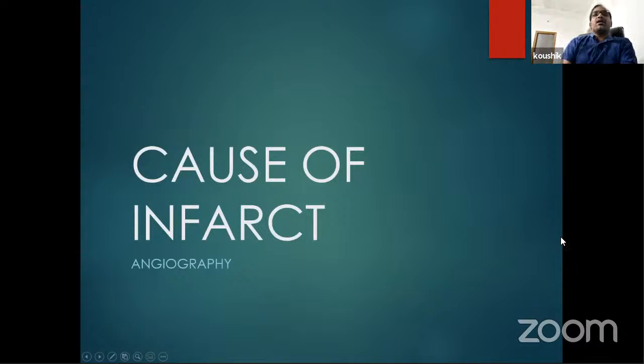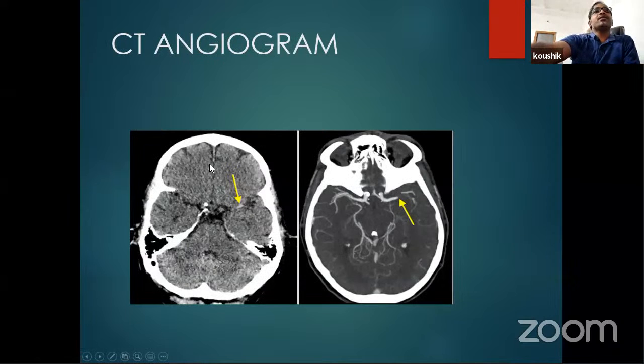Then, to know the cause of the infarct, we do angiography. On CT angiogram, here we see a dense MCA sign on the left side. In the CT angio, that segment is not picked up. That segment of the MCA shows no filling, which means that it is thrombosed. Here is the dense MCA sign, and the same segment is showing lack of filling, which is the thrombosed part.